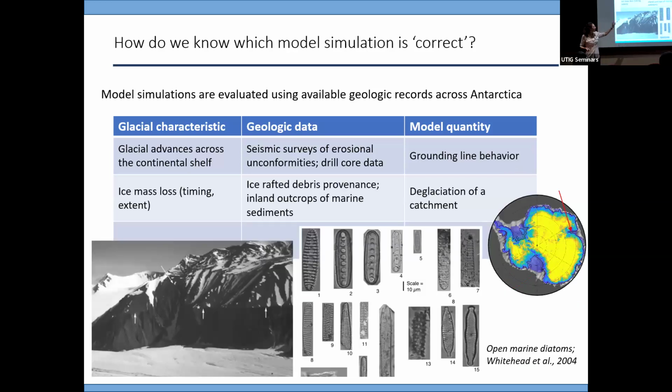Another category of data records the timing and extent of ice mass loss. So this can be ice rafted debris records from a catastrophic ice sheet collapse. And that tells us approximately when and where the ice sheet retreated rapidly in the past. Part of this data set can also be these marine diatoms that we find in terrestrial outcrops. So that's a little confusing, right? In this mountain range, this is in Prydz Bay, there are these open marine, warm water diatoms that we find in this inland mountain range.